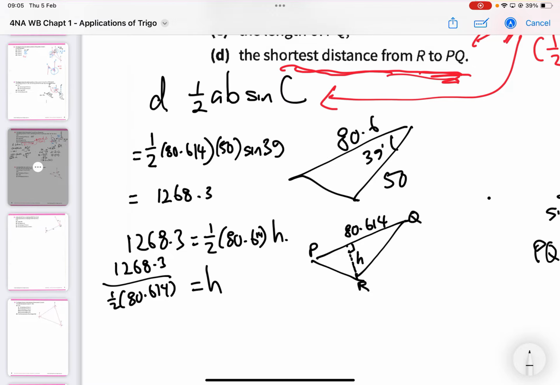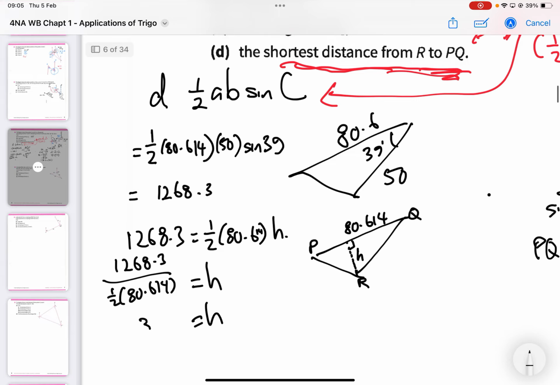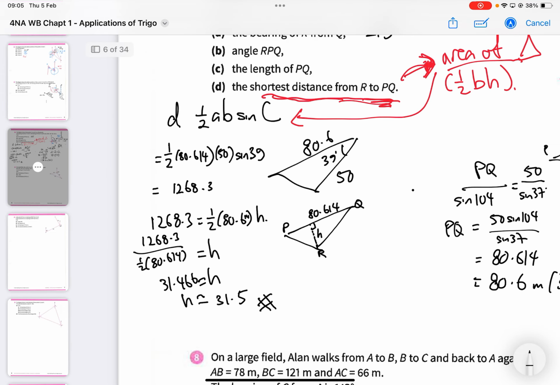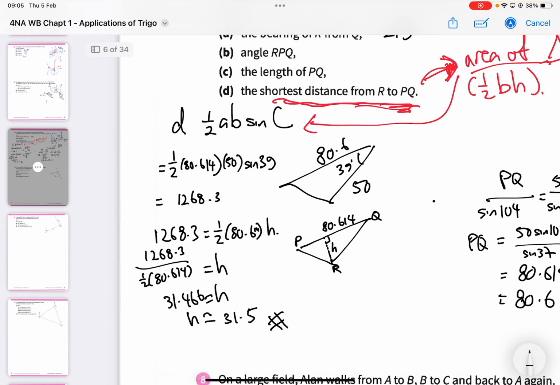So I get h equals to 31.466. But I round off to 3 significant figures, so I don't have the 6 already. Can? Follow?